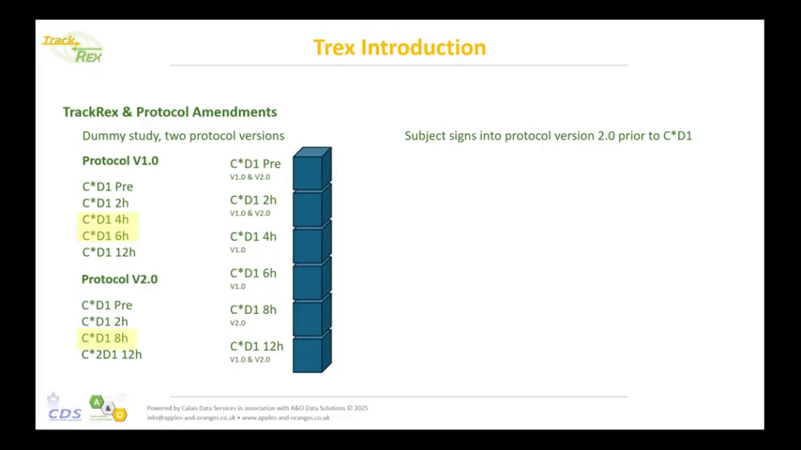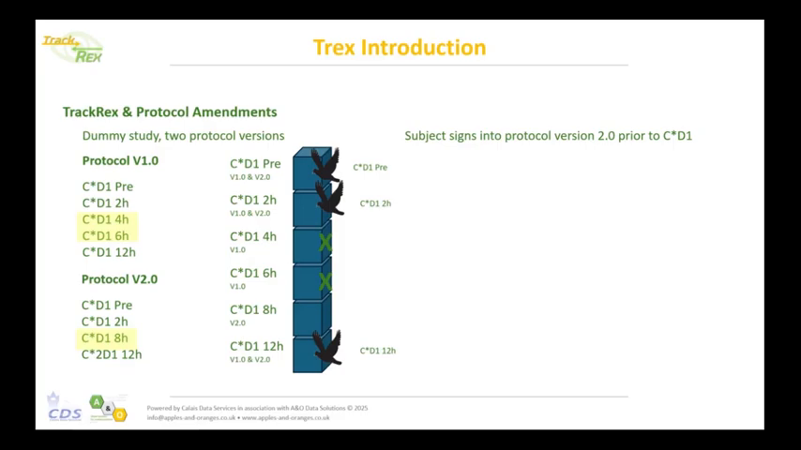So, imagine each sample expectation to be a pigeonhole. A subject mid-study signs into protocol version 2. From this moment on, the TrackREX program recognizes the 4-hour and 6-hour samples are no longer expected and closes off this expectation. Imagine, further, that each sample is a pigeon with its own designated pigeonhole. The pre-dose sample is still expected and the TrackREX program accepts this as a scheduled sample. The same is true of the 2-hour and 12-hour samples.